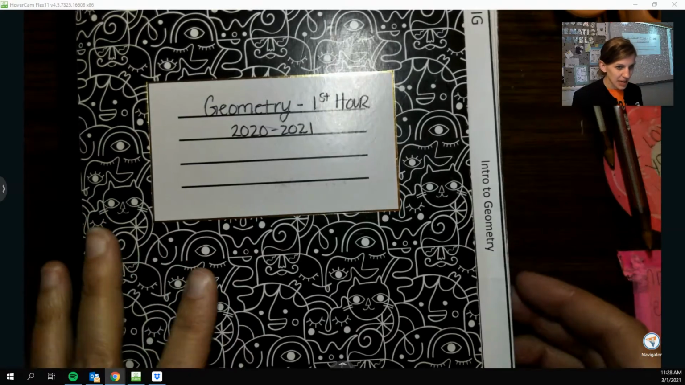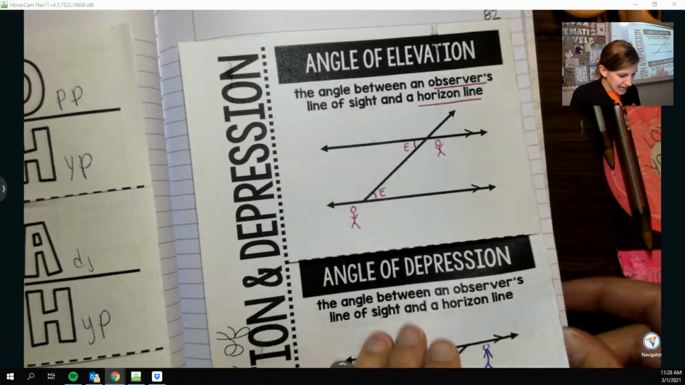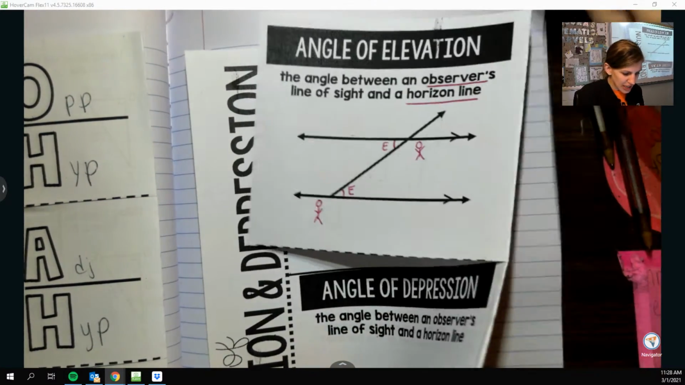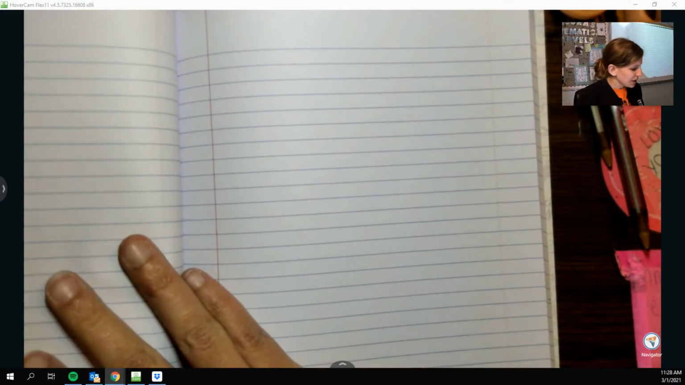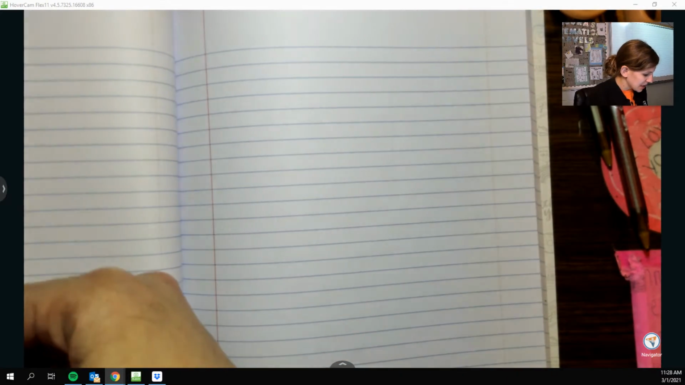Right, guys, we're going to set up our notebook for our next chapter. The last page that we did was page 82 right here, this angle of elevation depression. So if we turn that one, we are not going to number this page, but around this next available page, we're going to put our table of contents.